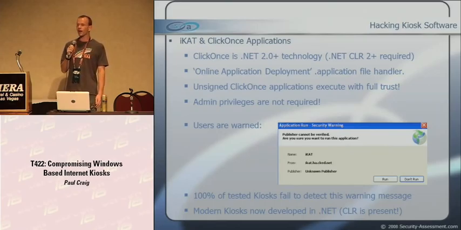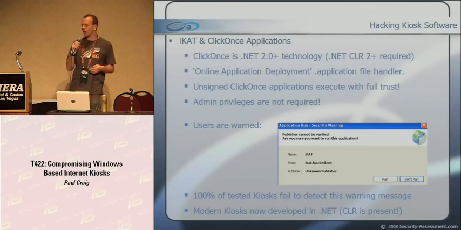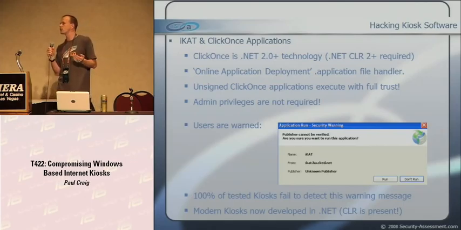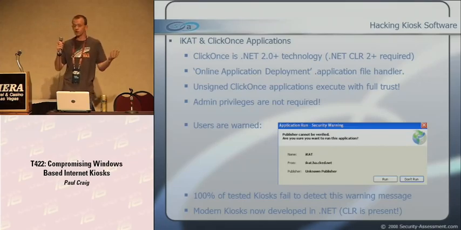This is called online application deployment. It uses the .application file handler. Essentially, you click a .application file, and .NET just downloads stuff and starts running it. That's really cool, because you don't need admin rights. You can do this with an unsigned application, and you can execute with full trust. CAS, the Code Access Security policy, isn't enforced. So essentially, you can do pretty much whatever you want, and that includes running binaries, pretty much anything.